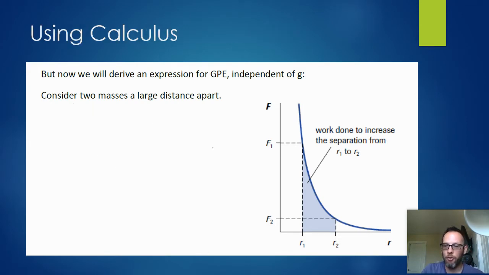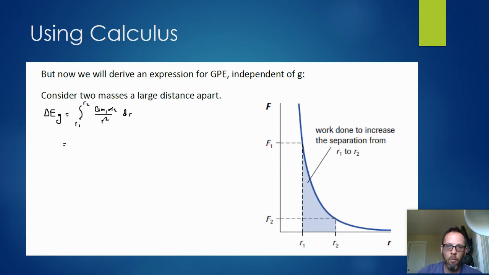Now, if you would like to skip over this slide, that's totally fine. This will only kind of make sense for people who have taken calculus. But the work done to bring these two together, this change of potential energy, it's the area under the curve. And if you've taken calculus, maybe you've seen that the area under a curve you can find using integration. It's the integral from R1 to R2 of this curve. And this curve is G M1 M2 over R squared. And we're integrating that over R, so we'll add dr there.